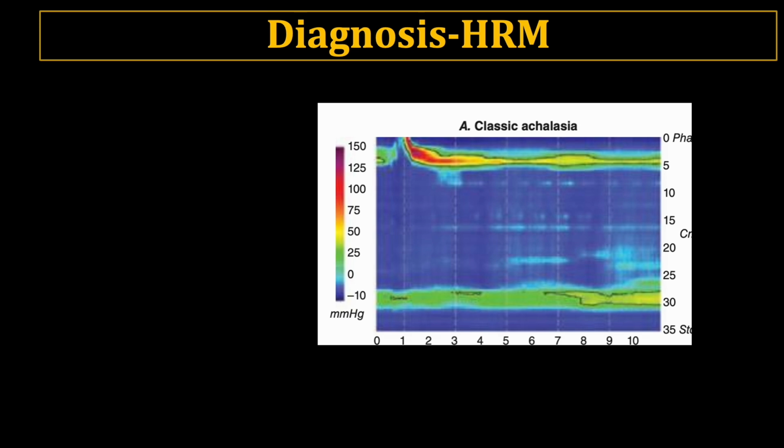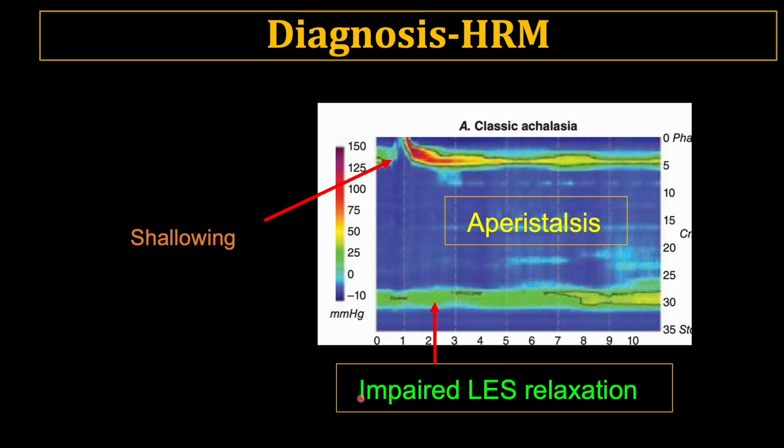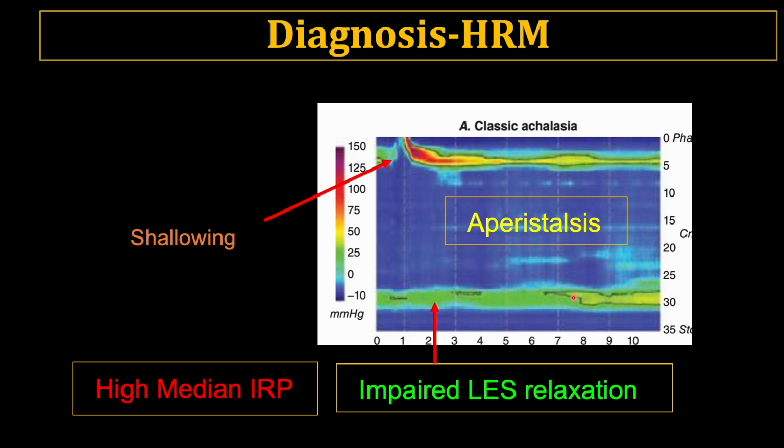The diagnosis of achalasia cardia is done with high resolution manometry. The manometric findings of achalasia cardia are as follows. As swallowing progresses, we don't see any peristaltic wave of contraction passing. There is aperistalsis, and the lower esophageal sphincter fails to relax. There is impaired relaxation of the lower esophageal sphincter. Because of the impaired relaxation of the lower esophageal sphincter, there is high median integrated relaxation pressure.